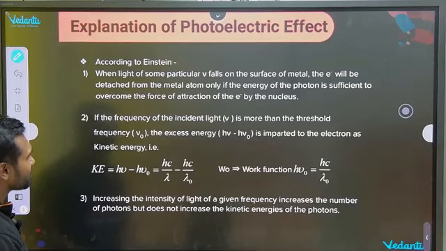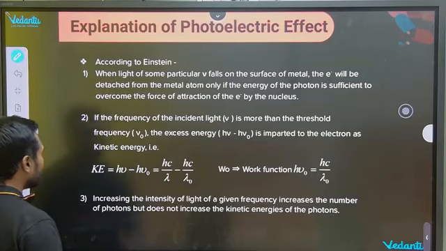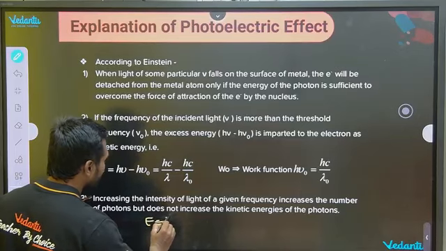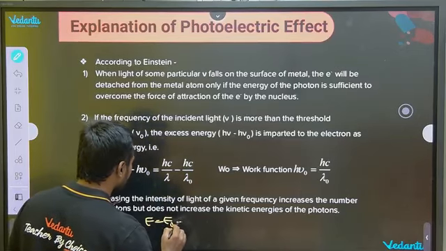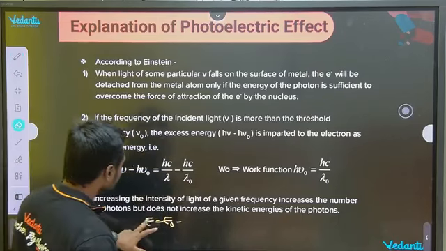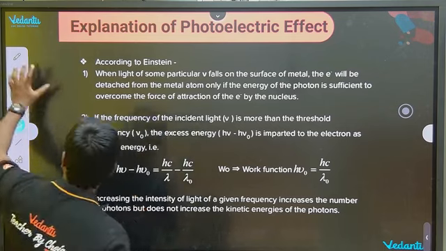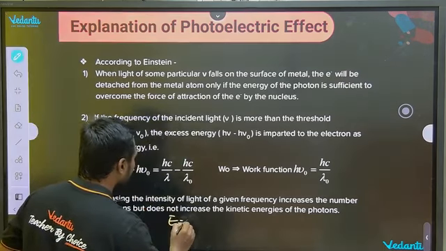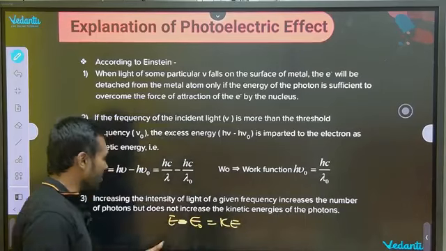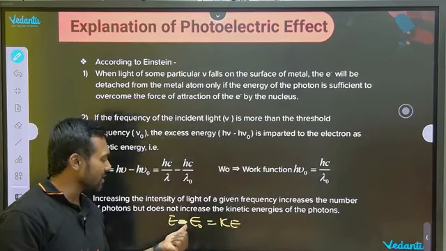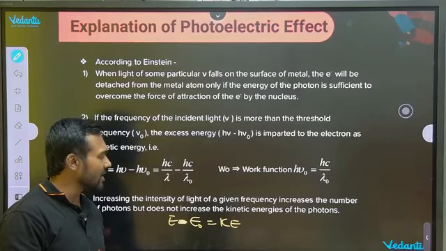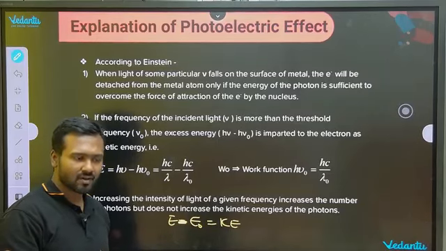So what is the formula? The formula is E minus E naught is equal to kinetic energy. That means, how much energy the incident light is having, out of that, the threshold energy will be used, and the remaining energy will come out as kinetic energy. Right?